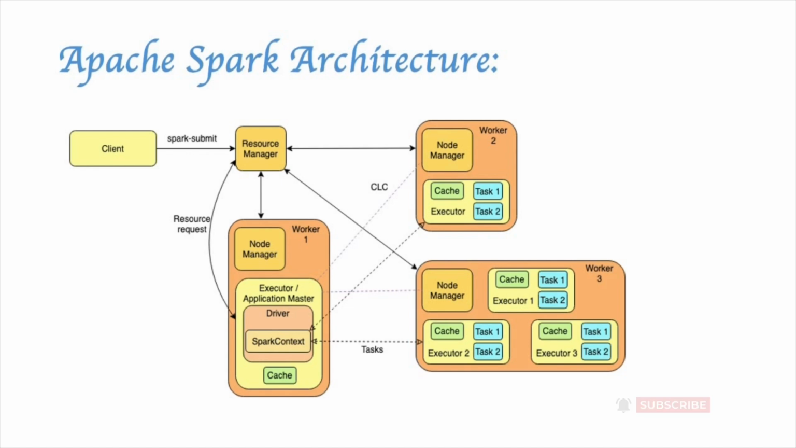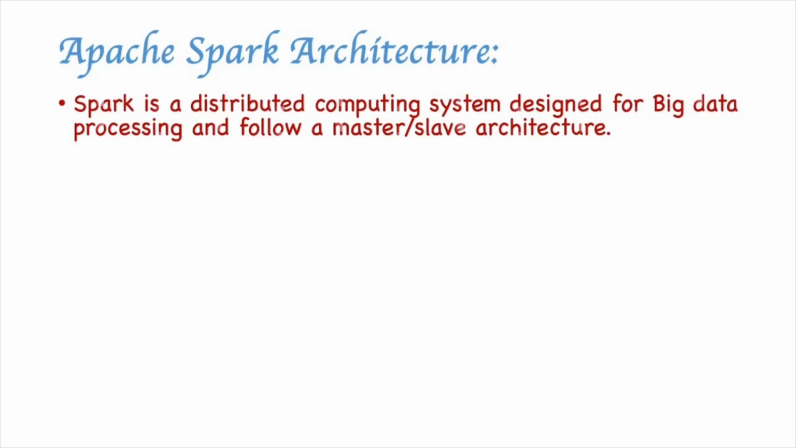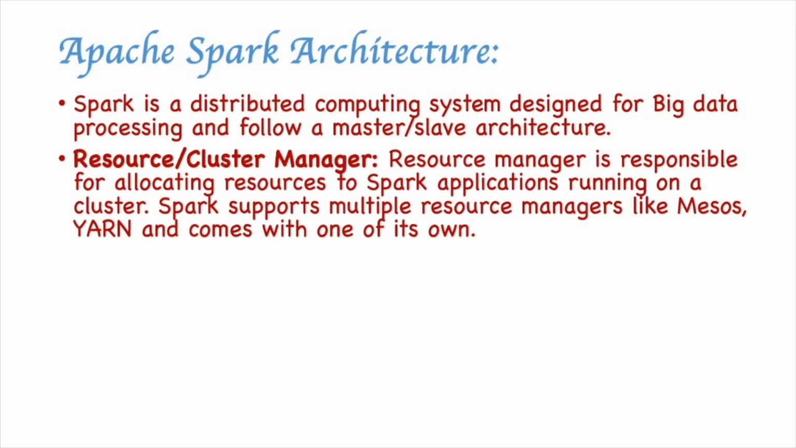Now let's see some of the definitions of Spark architecture. Spark is a distributed computing system designed for big data processing and follows master-slave architecture. Resource manager or cluster manager is responsible for allocating resources to Spark applications running on a cluster. Spark supports multiple resource managers like Mesos, Yarn, and comes with its own resource manager.